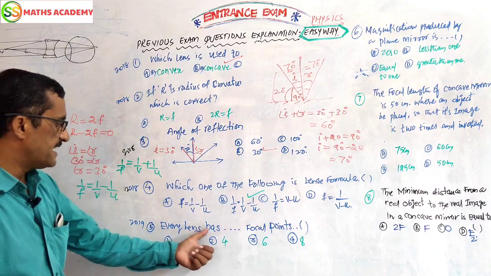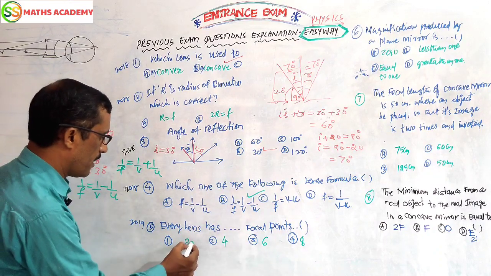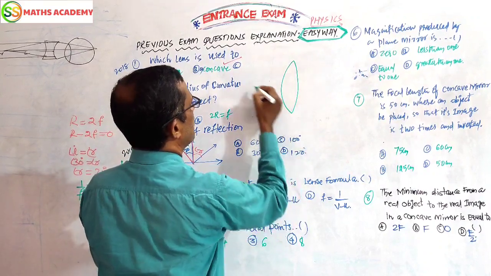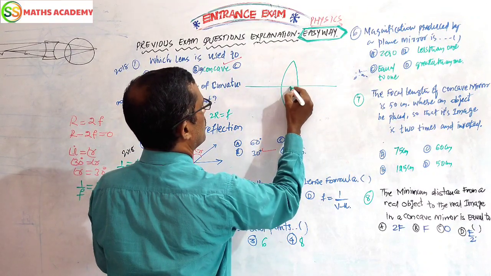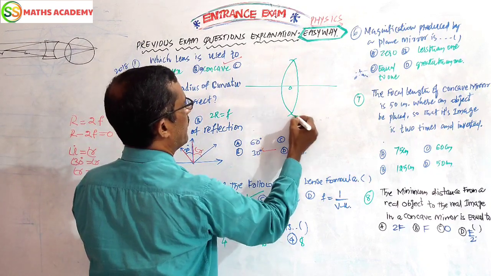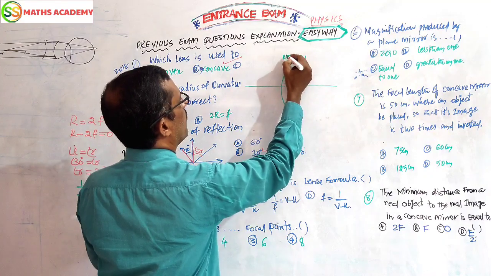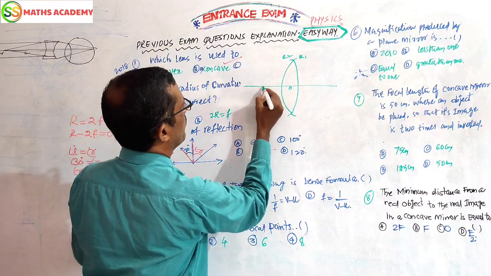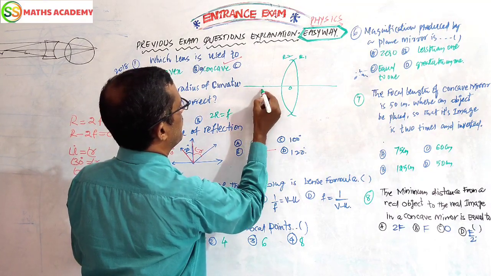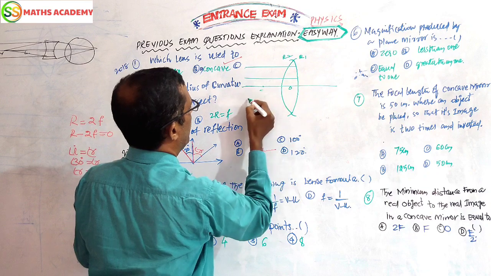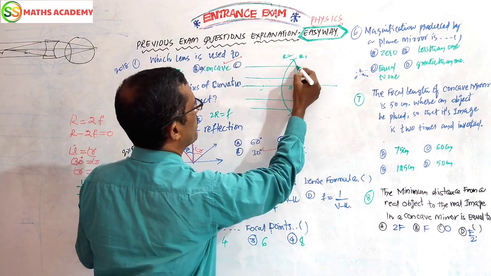Next, every lens has dash focal points. How many focal points are there? Suppose you take a double convex lens, where O is the optic center. Here R1 and R2 are the radii of curvature. Generally, suppose the light rays are moving from left to right like this.